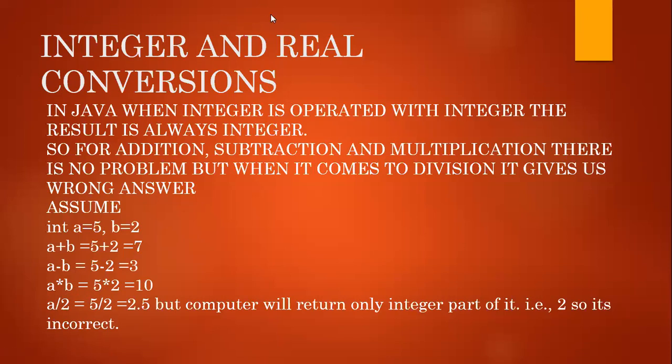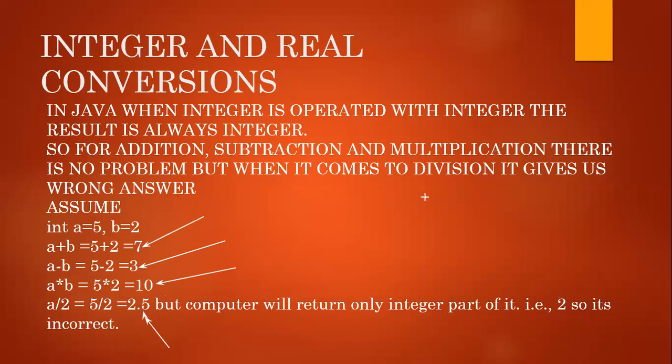Now look at this idea, it will make your concept very clear. This 7 was an integer, this 3 is also an integer, this 10 is also an integer. But what about this 2.5? Is it an integer? No, 2.5 is a decimal number. But when I use a divided by b, where the value of a is 5 and b is 2, the computer will return only the integer part of it. And what will be our answer? Our answer will be 2.